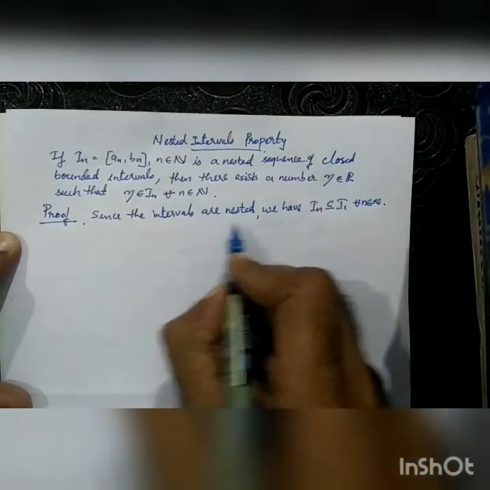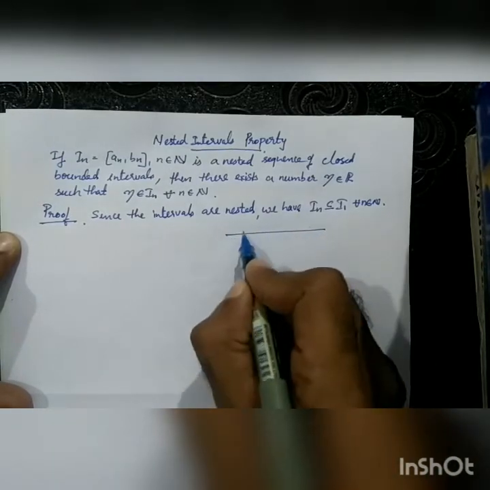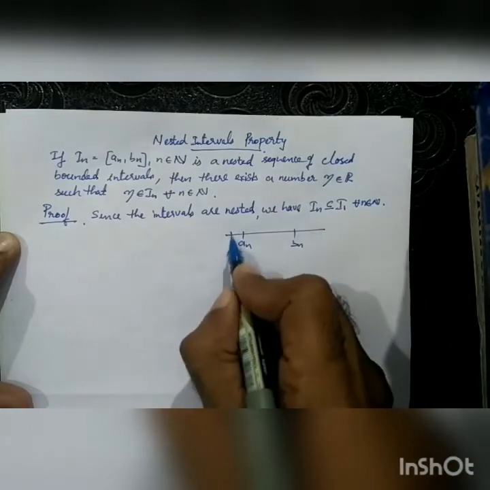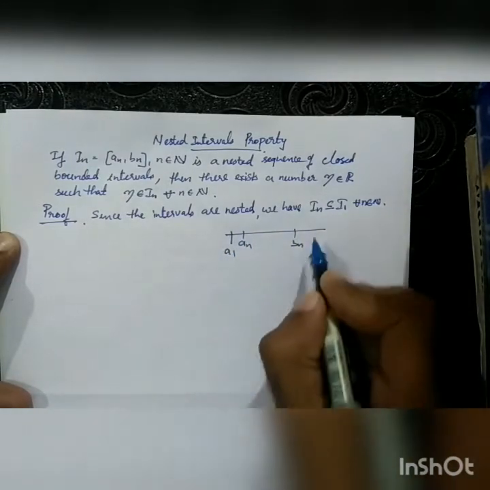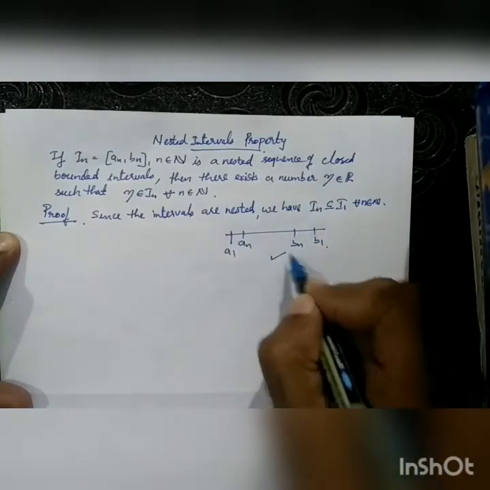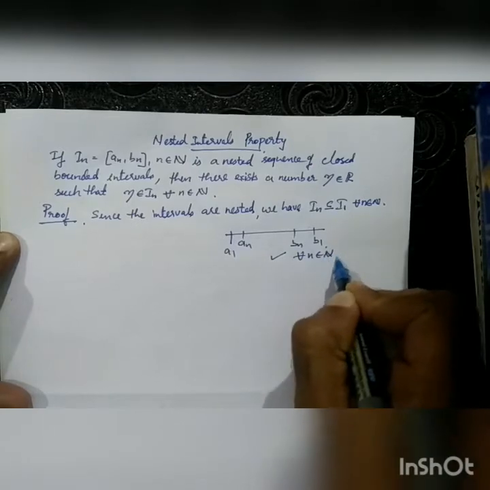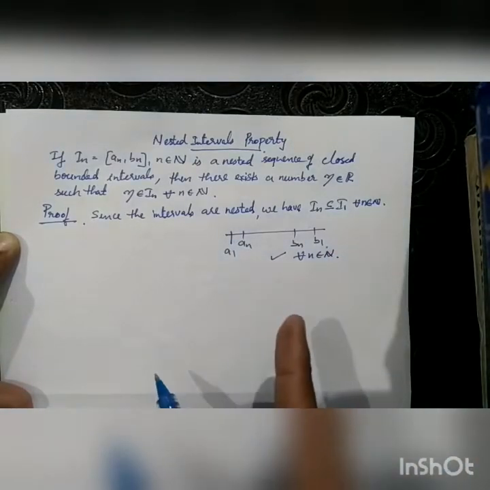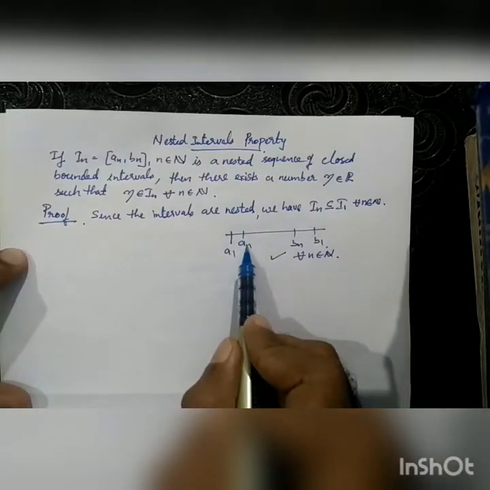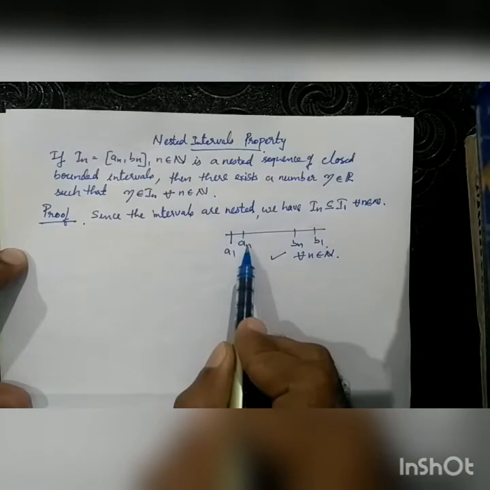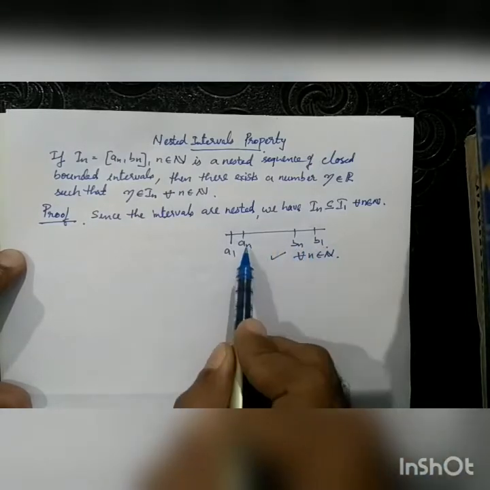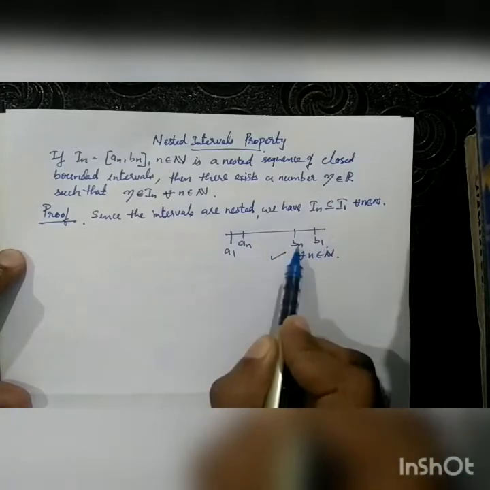Or diagrammatically, if you want to see, here you have [an, bn], that is contained in I1, which means here you will be having a1 and b1. This is true for every n belonging to natural numbers. Just see, if n is equal to 2, then a2 will be here, b2 will be here, and b1 is here. If n is 3, a3, b3, b1; a4, b4, b1; a5, b5, b1; a6, b6, b1.